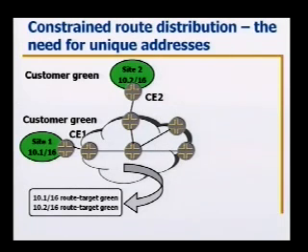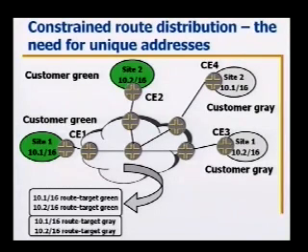The PE is going to attach a route target to this route on export, route target green, and is going to advertise it to all the other PEs in the network. Similarly, CE2 is going to do the same thing. And so far, everything looks good, except what would happen if now we had two sites of the customer gray that also happen to use the same addresses and also want to advertise the same routes.